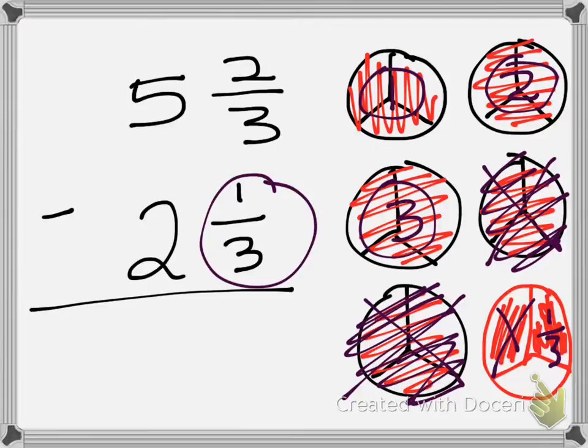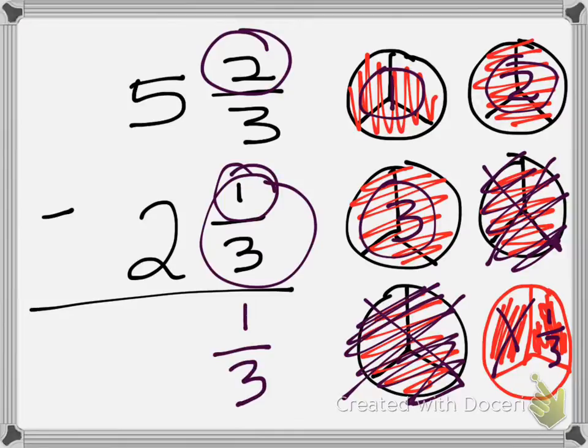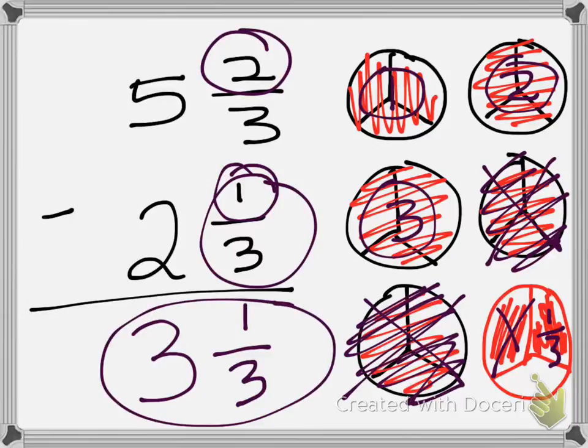Over here, all you have to do is take your numerators and subtract them. 2 minus 1 is 1 third size piece, and then 5 minus 2 is 3. So this is pretty simple. You don't really need a model, but just so the kids are aware of how to cross out and get rid of the fractional parts and the whole numbers. This is in simplest form, so we're done with it.